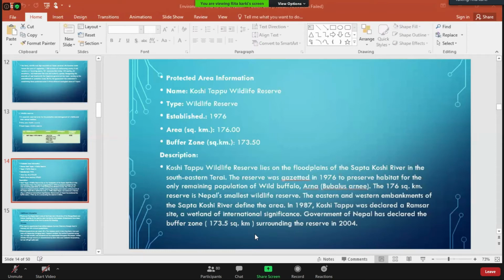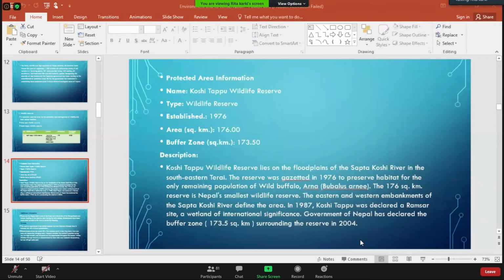So the wetland present in this region, the Koshi Tappu wetland, is listed as a Ramsar site. It is of great importance. The wetland also helps in holding a larger number of biodiversity, a larger number of plants and animals, which is of international importance. Because of this, it is declared a Ramsar site and is protected by the government.